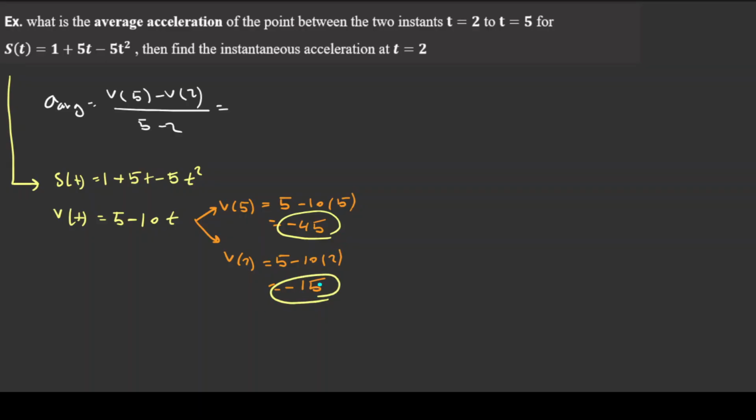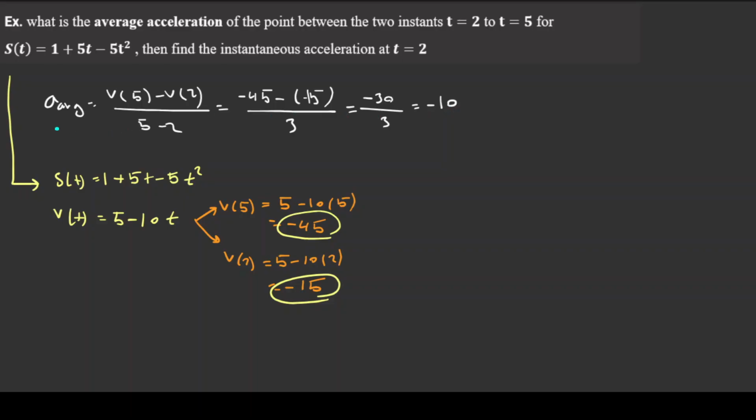I'm just going to substitute them into A average, so it's going to be v of 5, which is negative 45, minus v of 2, which is negative 15, over 5 minus 2, which is 3. Negative times negative is positive, so negative 45 plus 15 is negative 30 over 3, so it equals negative 10.